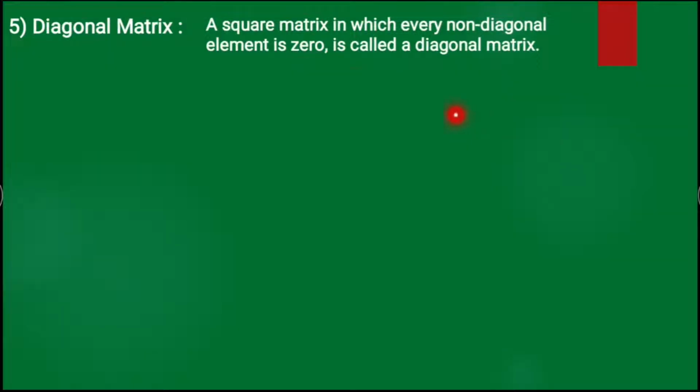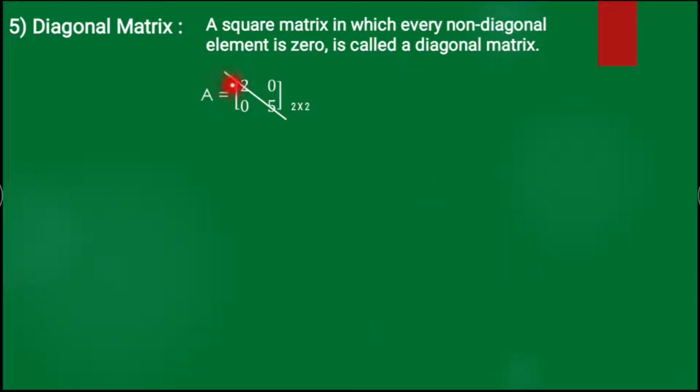Then next type is diagonal matrix. A square matrix in which every non-diagonal element is 0 is called a diagonal matrix. So for diagonal matrix, that matrix must be a square matrix and every non-diagonal element is 0. See the example. Here we consider a square matrix of order 2 by 2 and the elements of diagonal are 2, 5 and non-diagonal elements are 0, 0.